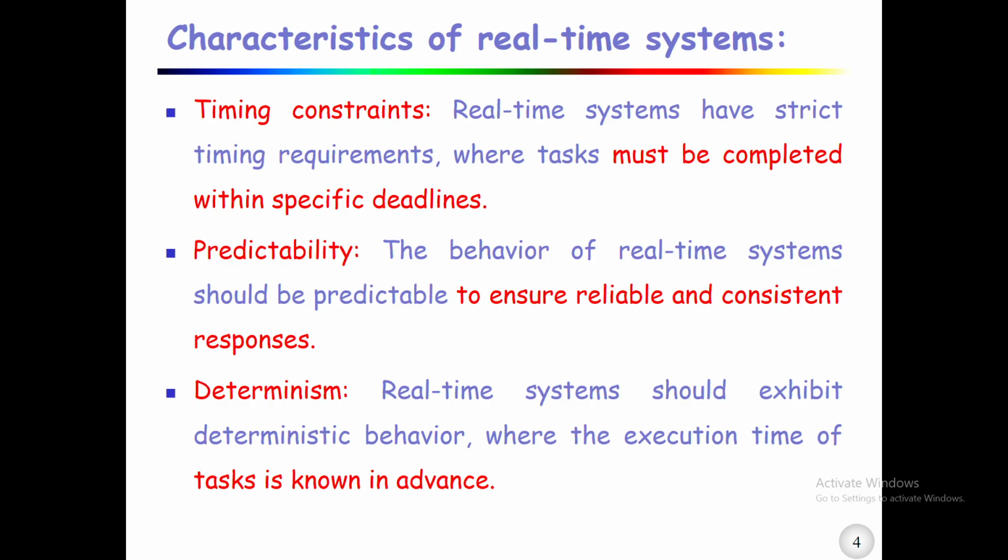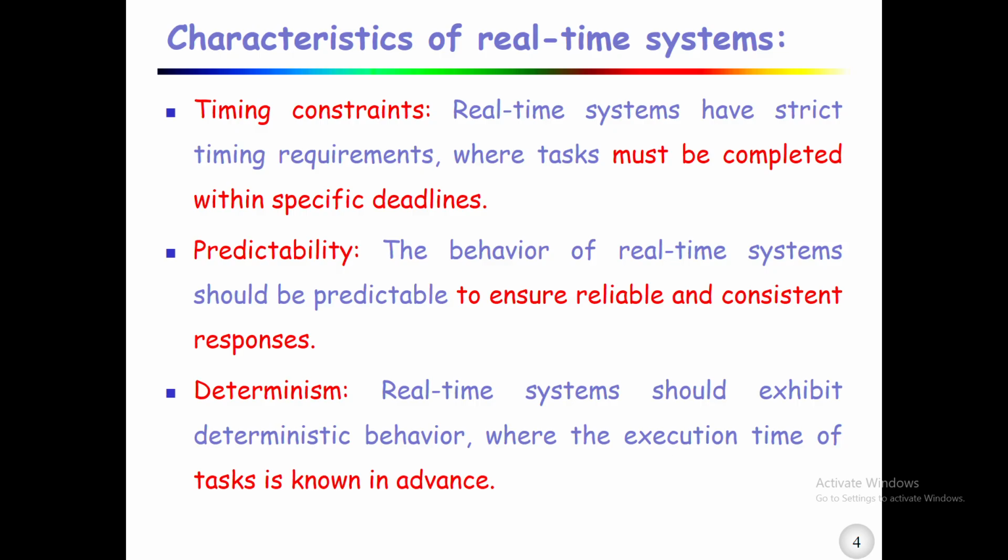Here we have different characteristics of real-time systems. The first thing is timing constraint. Mostly, real-time systems have strict timing requirements where tasks must be completed within specified guidelines. Mostly what we focus on is the time, as I've tried to mention earlier. So timing constraint is a very important thing in these real-time systems. The other important characteristic of a real-time system is its predictability. The behavior of a real-time system should be predictable to ensure reliable and consistent responses.